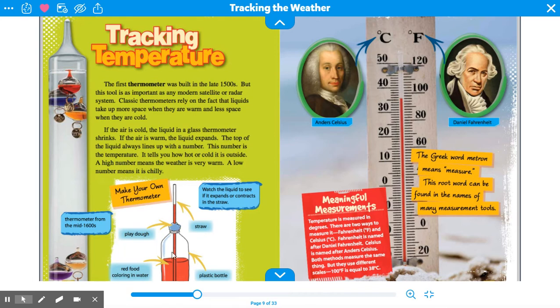And you can see when it's warmer, that water will take up more space versus when it's colder, it's going down. So same thing here. When it's warmer, this line is rising. When it's colder, it's falling down.